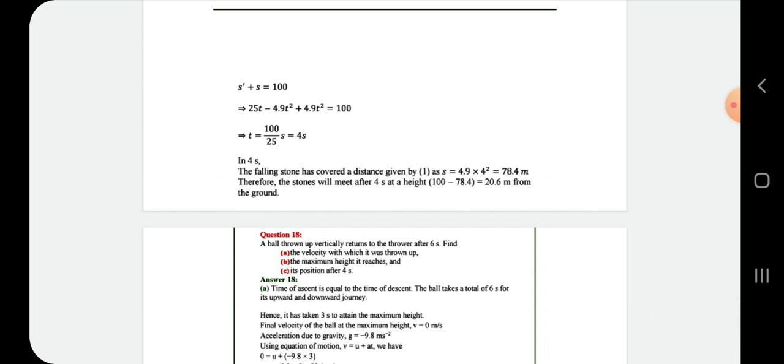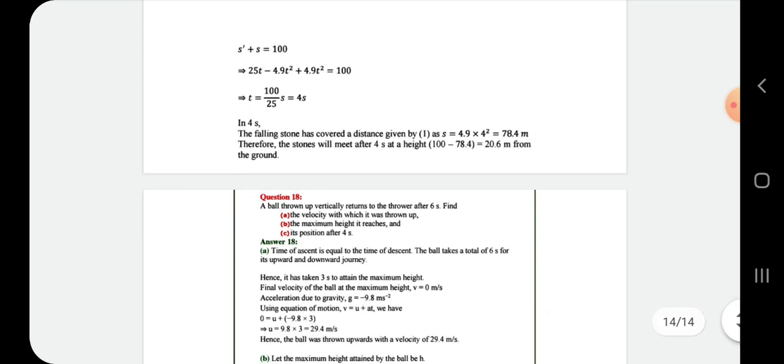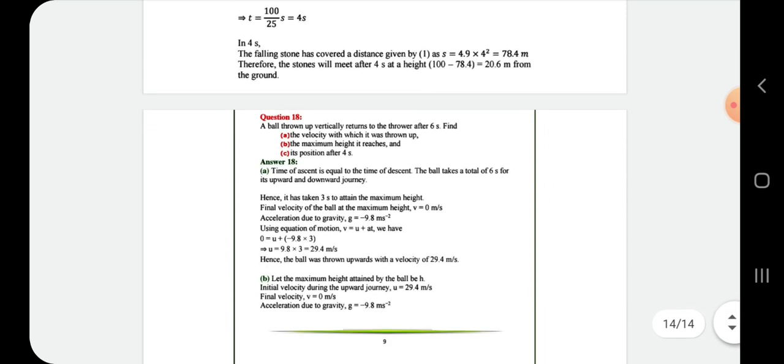In 4 seconds, the falling stone has covered the distance of 4.9 into 4 raised to square, that is 78.4 meter. Therefore, the stones will meet after 4 seconds at the height 100 minus 78.4, that is 21.6 meter from the ground. Let's see one more question like this.